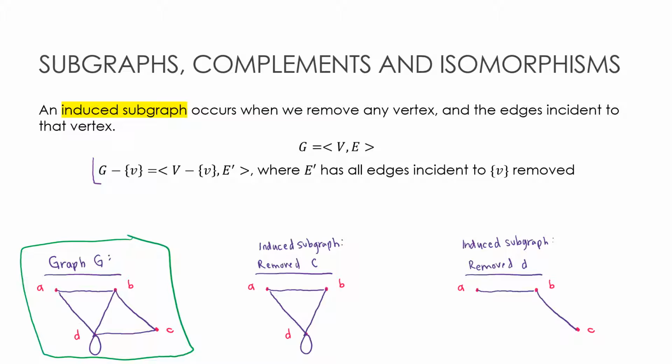One more example, if I remove D, so here's D. I would have to take away AD, DB, DC, and the loop on D. So I'm left only with A to B to C.